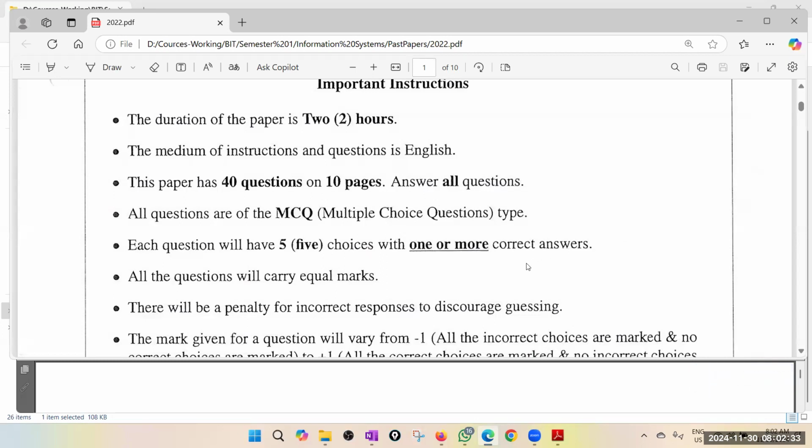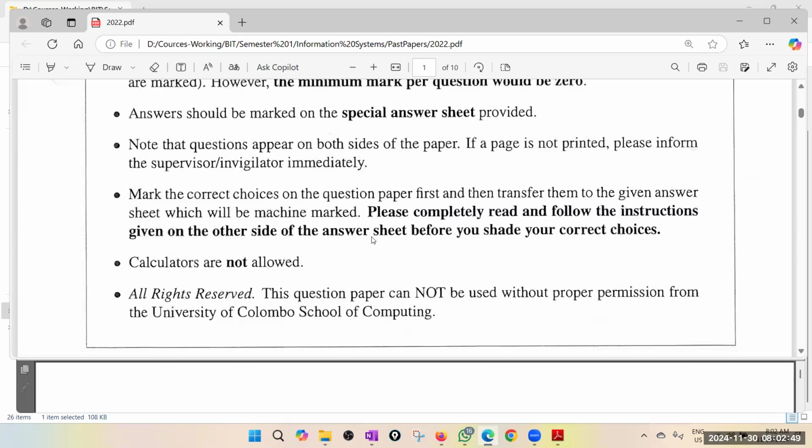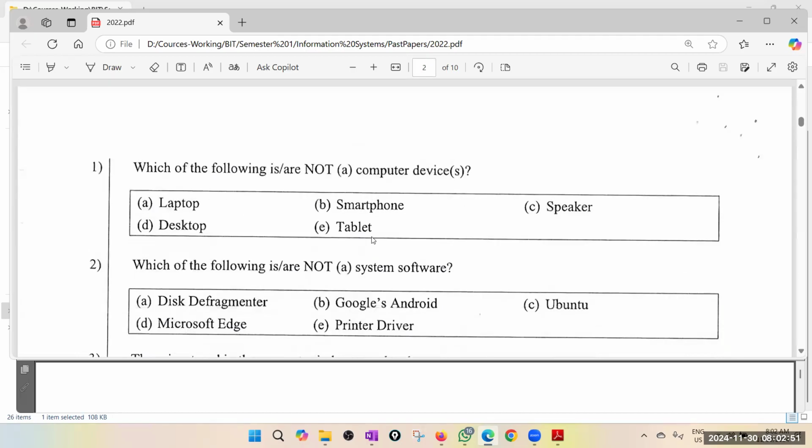Whenever they say one or more answers, usually the paper is tougher, and it also takes more time because you can't just look at the correct answer and proceed. You need to read all five answers there because there can be another correct answer, and another correct answer. Otherwise, you get only part of the marks.